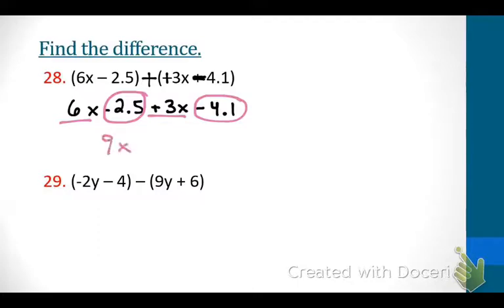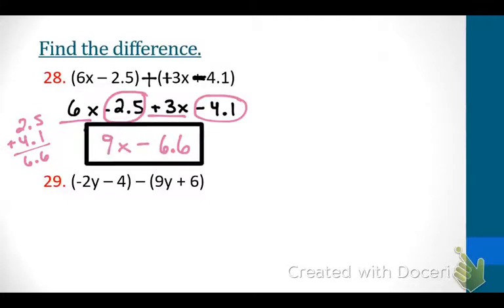9x. Now let's talk about the next one. Same sign or different sign? Same sign. Add the numbers, keep the sign. So Jordan, what's 2.5 plus 4.1? 6.6. No. Add the numbers, keep the sign. So what was my sign? Negative 6.6. Negative. So your final answer is 9x minus 6.6.